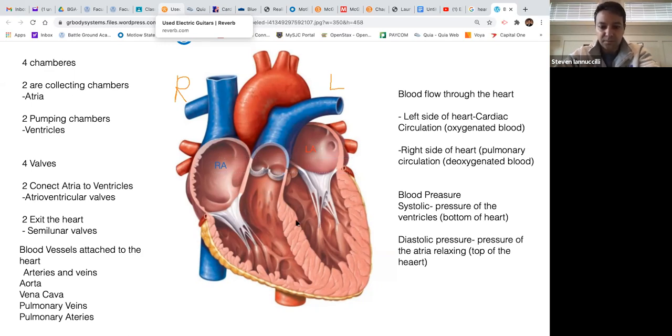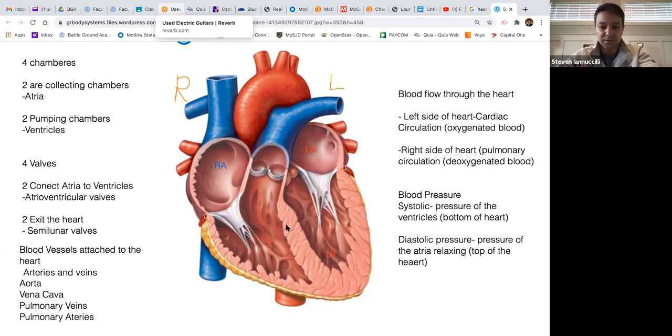This area down here, below the left atrium, this big space here, that is called the left ventricle. I know it's a little hard to see, so I'll put it down there. So here is our left atrium, and below our left atrium is our left ventricle. Notice that the left side of the heart and the right side of the heart are completely separate from one another, and there's this big piece of muscle here in the heart that's called the septum.